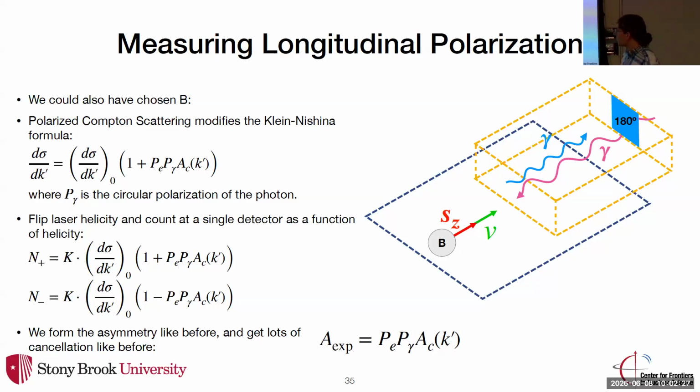The positive helicity, some kinematic factors, the unpolarized Klein-Nishina as a function of photon energy, and then the correction for polarization. And then when we flip the helicity, we just get a minus sign in front of the photon polarization. Do the same asymmetry as before. And what we will measure is polarization of the electron times polarization of the photon times the analyzing power at whichever energies we have for our photon.